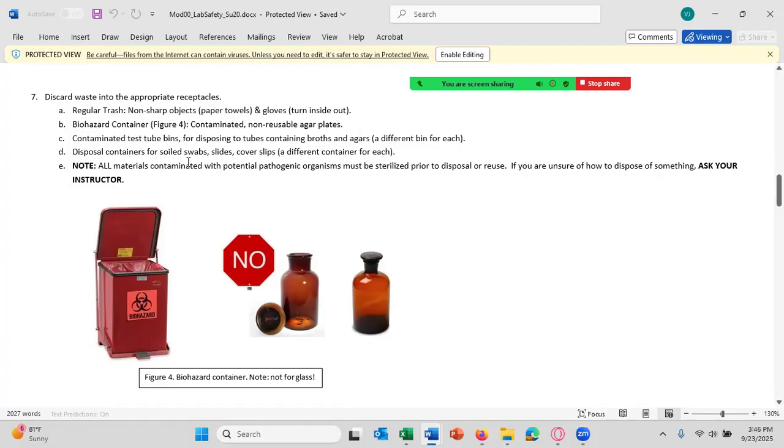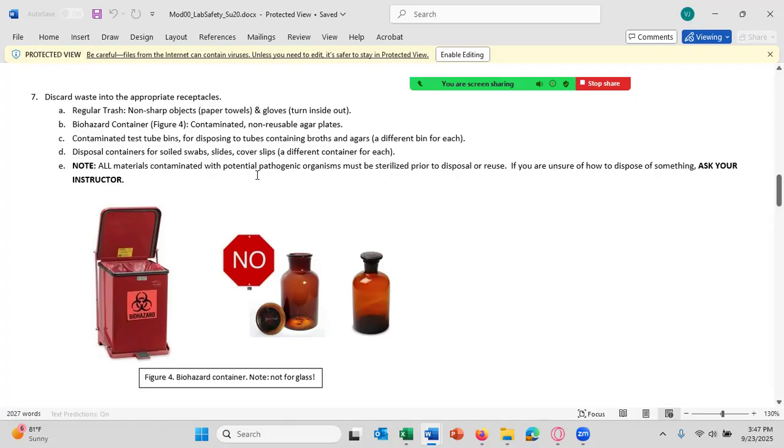For soiled swabs, slides, and cover slips, we have a separate container for each. There's usually bleach or some disinfectant in the container that will sterilize them. The slides are sterilized in the disinfectant, and then they'll be washed and reused. The swabs will be discarded in the regular trash, and the cover slips will be discarded in the broken glass. We do not reuse or wash the cover slips. So that's why they have a separate container.